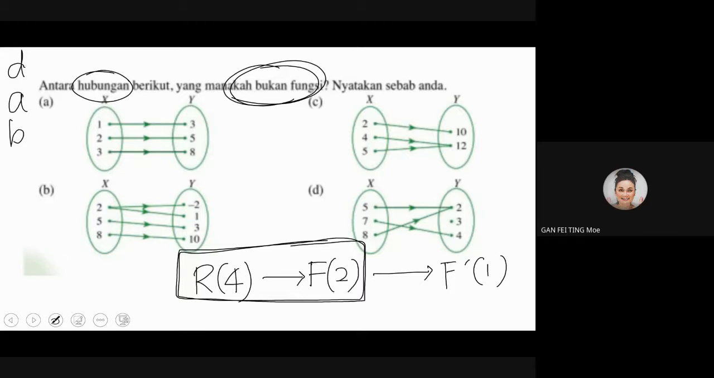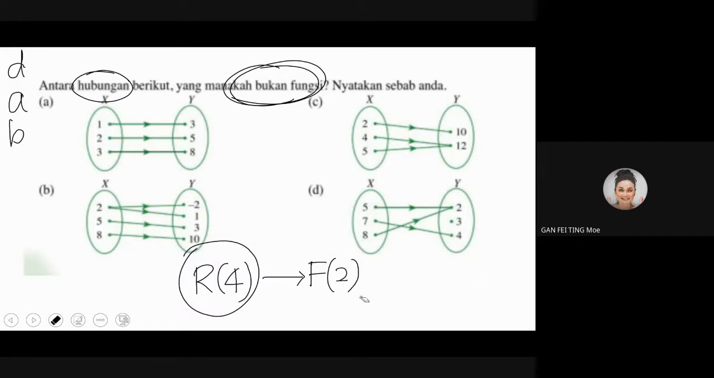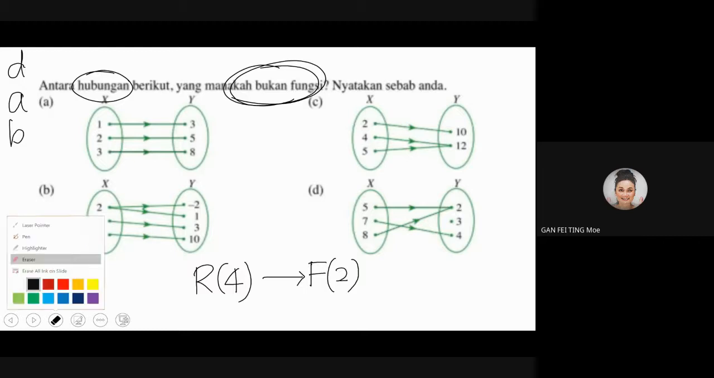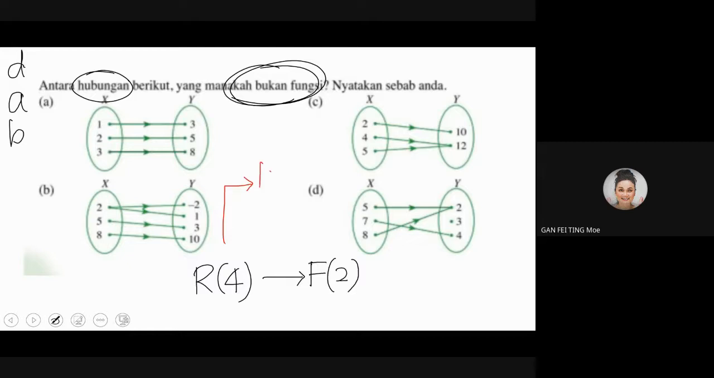Which one is not a function? Okay, out of four relations, I will erase this one first. I don't want to talk about this one first, this one later. I will explain this one afterwards. Out of the four relations, take notes: one to one, one to many, many to one, and many to many. From what you have already memorized, which of these four types of relation are considered as function?